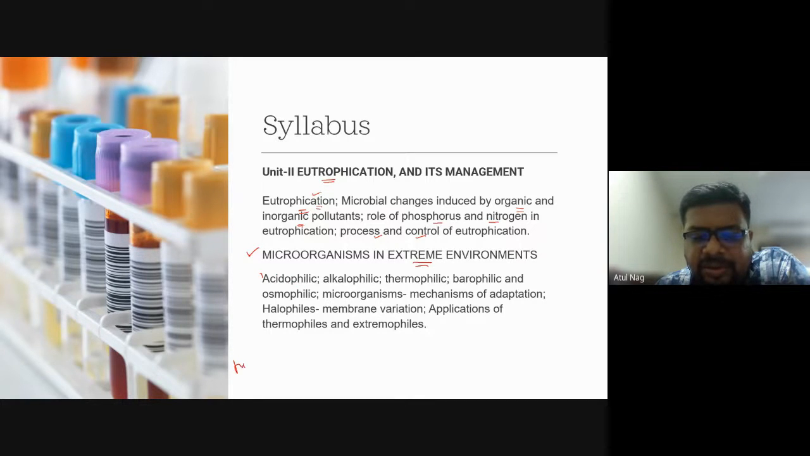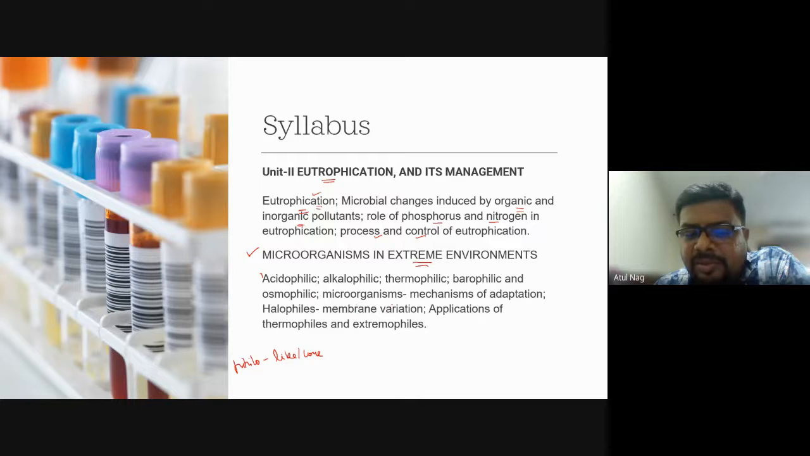Philo means to like or love, okay, like or love. So acidophilic would mean the microorganisms that like an acidic environment. Alkalophilic is alkaline environment. Thermophilic could be high temperature. Barophilic is again high pressure.